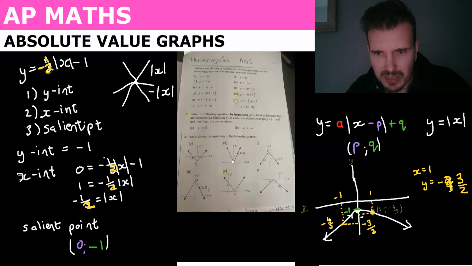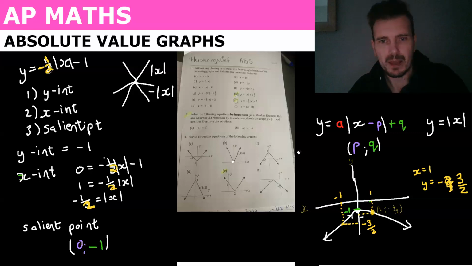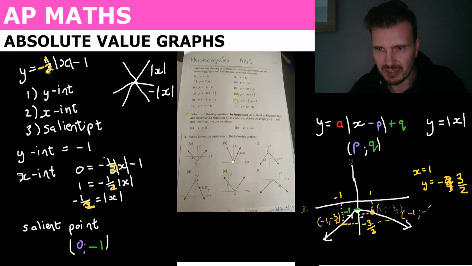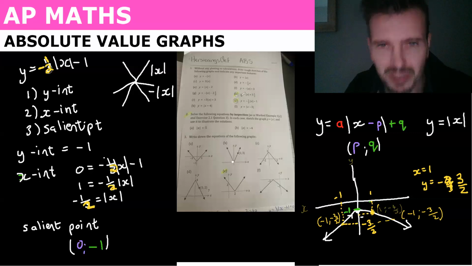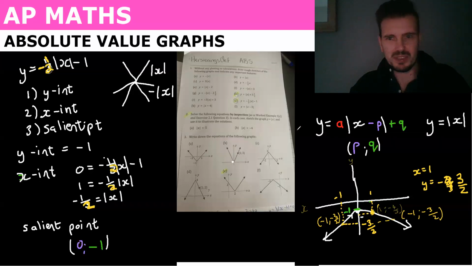So I'm going to take an eraser here and just put in one of the points here. Okay, so this is -1 and -3/2. And this value here would be -1 and -3/2. Okay, so that's J. Now let's look at H. So I'm going to pause this and then I'm going to do H.